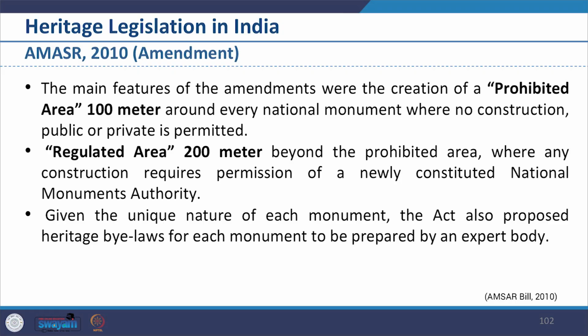So for this purpose, it was revised as a result of increased pressure of habitation, especially in urban areas. Protected monuments and sites were getting shortened from all the sides. This affected their safety, security and aesthetics. The main feature of this revision was that it declared a prohibited area of 100 meters around every national monument where no construction, public or private, is permitted.